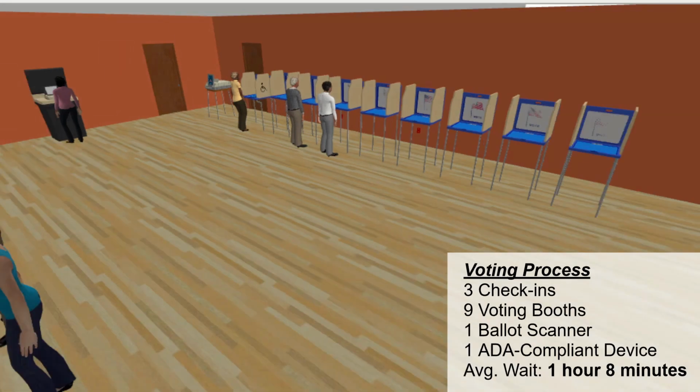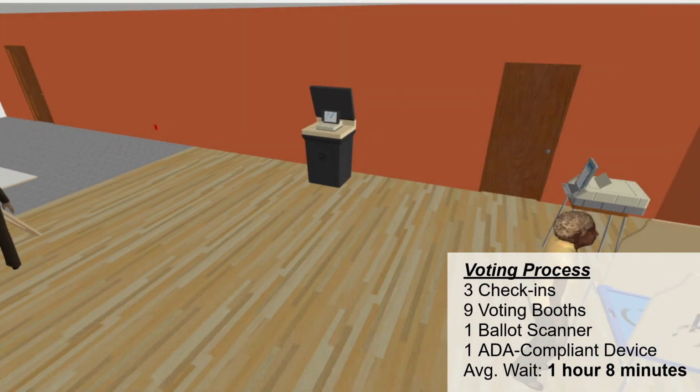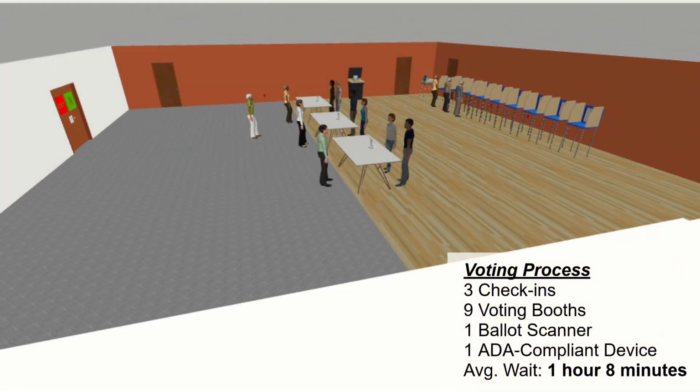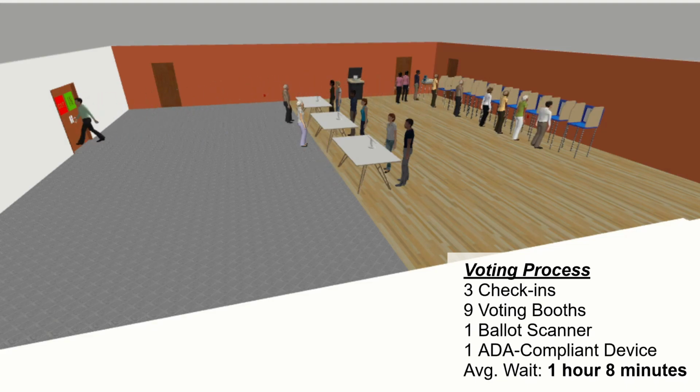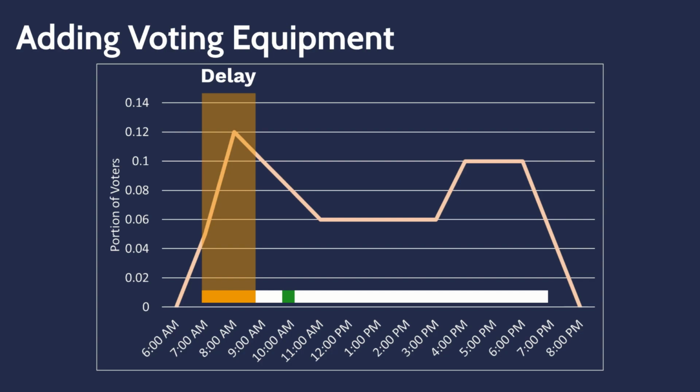We assume that the resource allocation for this voting process consists of 3 check-in devices, 9 privacy booths, 1 ballot scanner, and 1 ADA-compliant ballot marking device. With this resource allocation and the delayed opening, voters wait an average of 1 hour and 8 minutes to vote throughout the election day. While circumstances leading to delayed openings may be challenging or impossible to prevent, strategies can be implemented after delayed opening to minimize long lines and wait times.